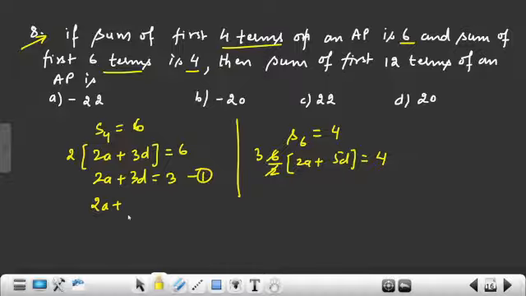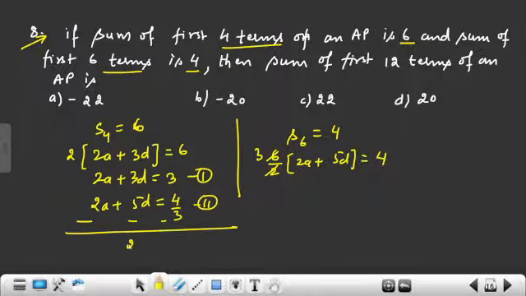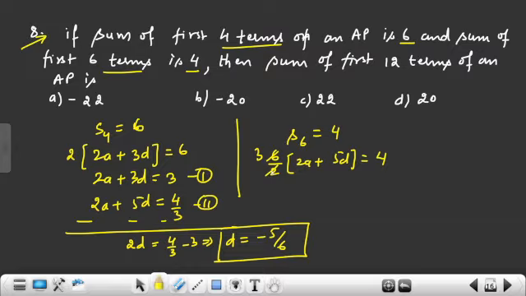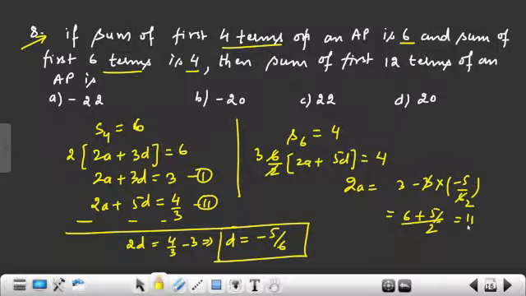So 2a plus 5d is equals to how much? 4 by 3. Now let's subtract them. 5 minus 3, 2d, and 4 by 3 minus 3, 4 minus 9, minus 5 by 3, I think, right, if I'm not wrong. So d is minus 5 by 6. Let's calculate a value also. Basically calculate 2a, 3 minus 3d. D value is minus 5 by 6. So 3 plus 5 by 2, 11 by 2. That is 2a. Now what they ask?